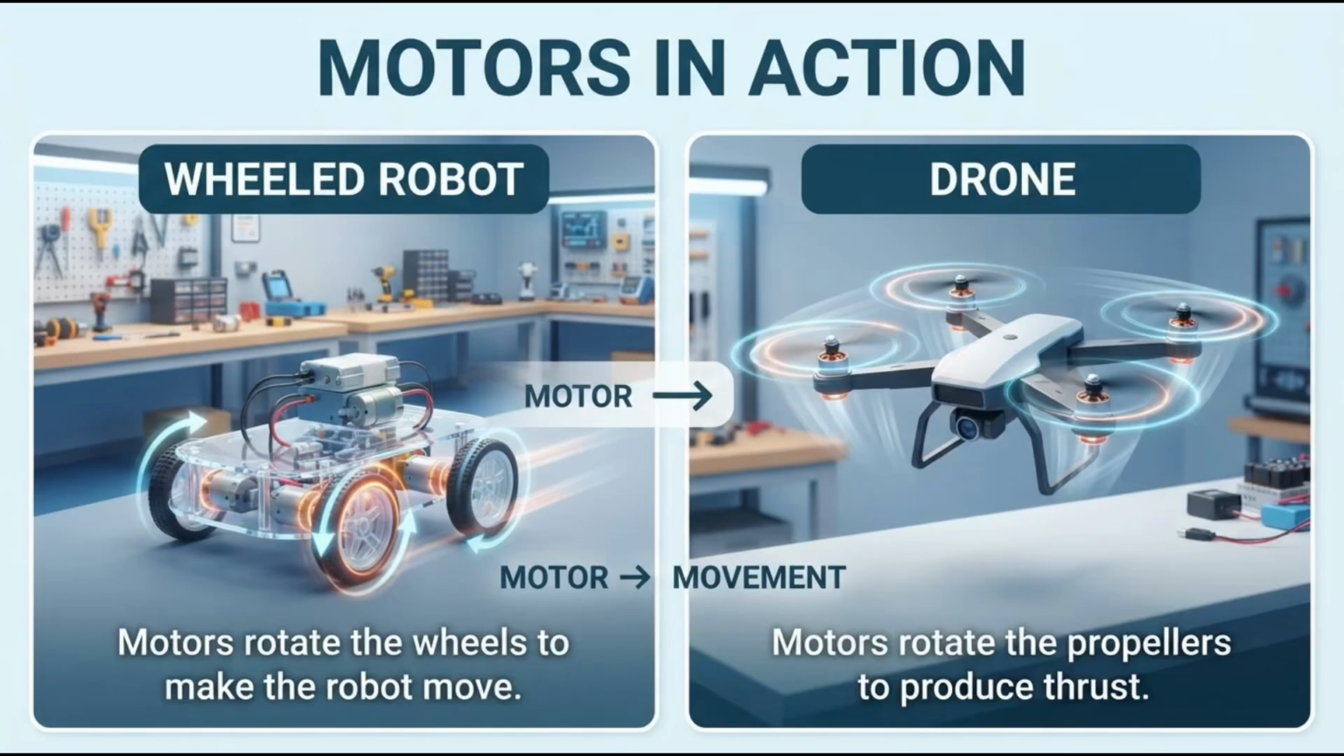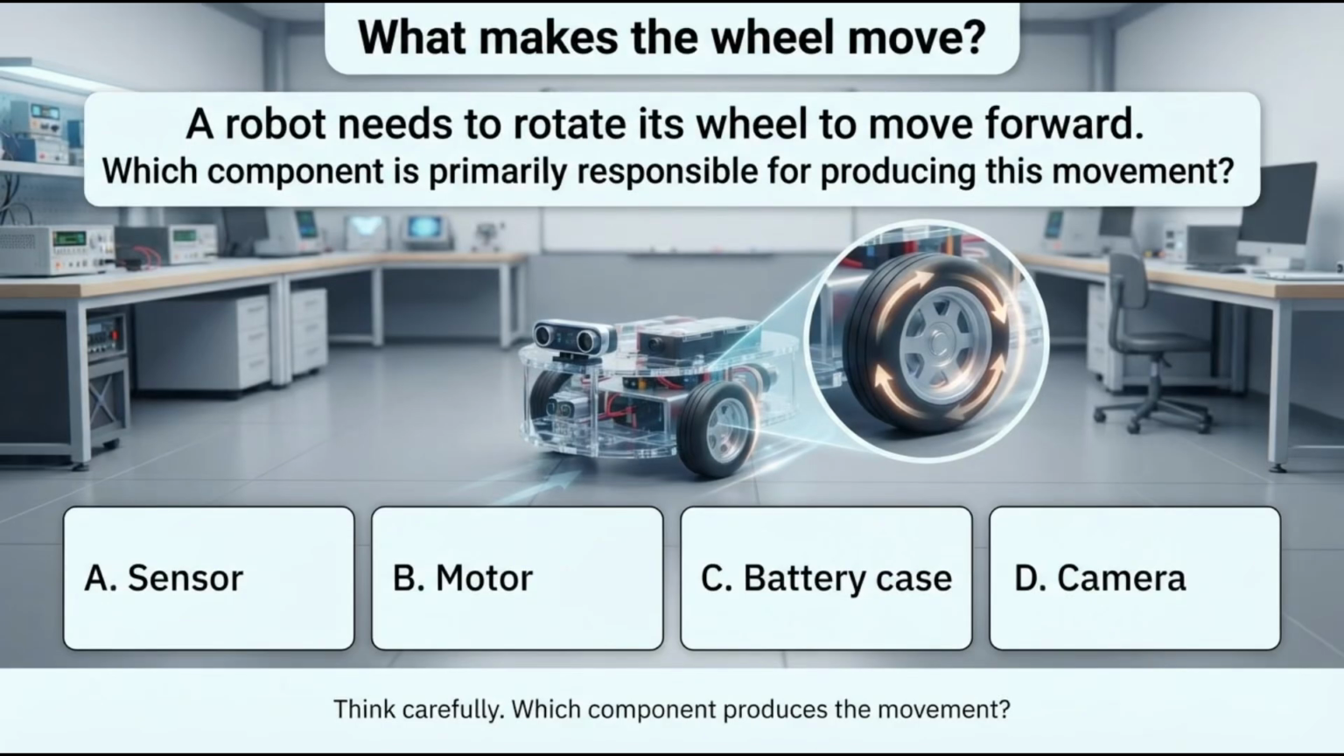For example, a wheeled robot uses motors to rotate its wheels. And a drone? A drone uses motors to rotate its propellers. Quick check. A robot needs to rotate its wheel to move forward. Which component is primarily responsible for producing this movement? A. Sensor. B. Motor. C. Battery case. D. Camera. The answer is B.